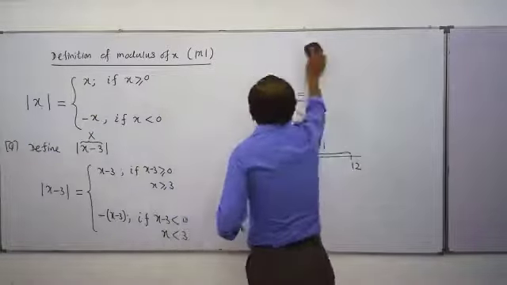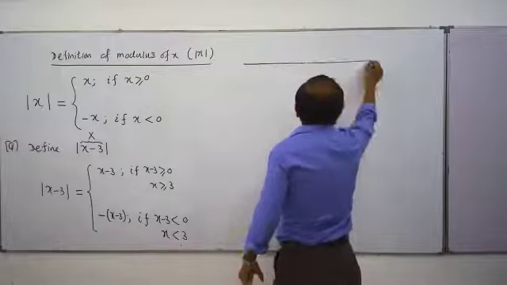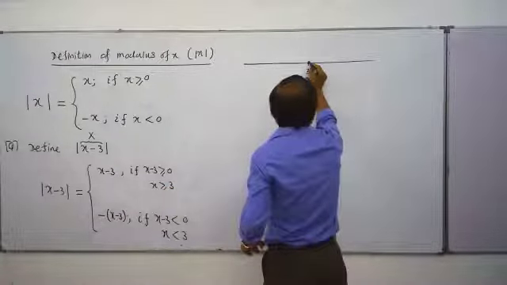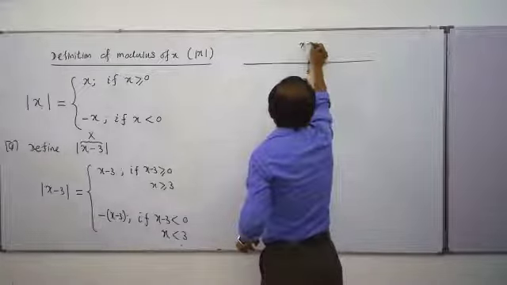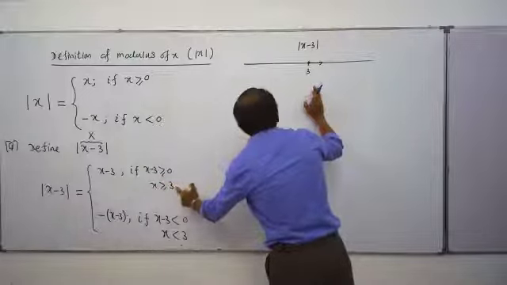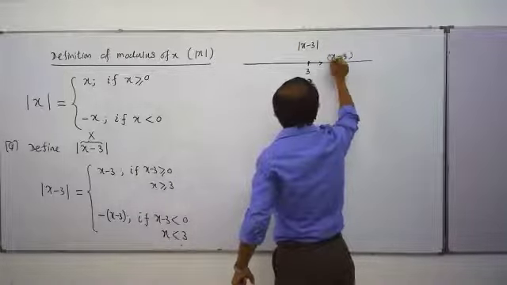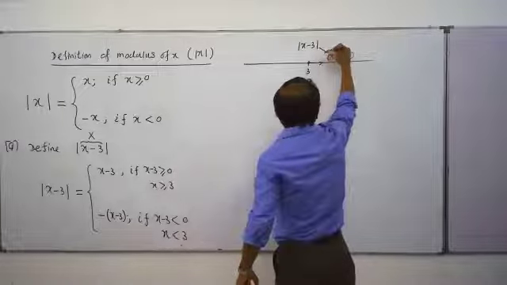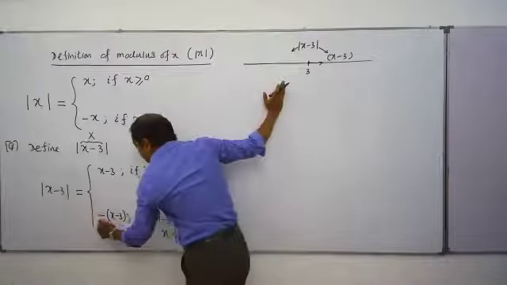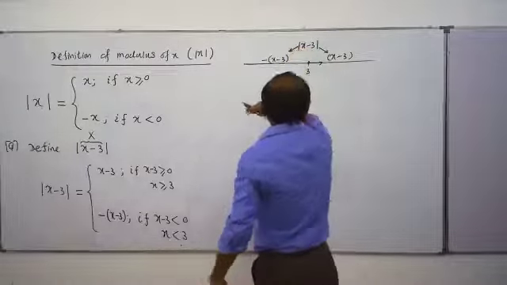If you mark that on the number line, you can mark it like this. 3 here. When x takes 3 or more, we can color to the right. Here, when x is greater than or equal to 3, that means on the right of this 3, mod x minus 3 is x minus 3. And on the left of 3, that means x less than 3, mod x minus 3 is equal to minus times x minus 3. This is how we define that.